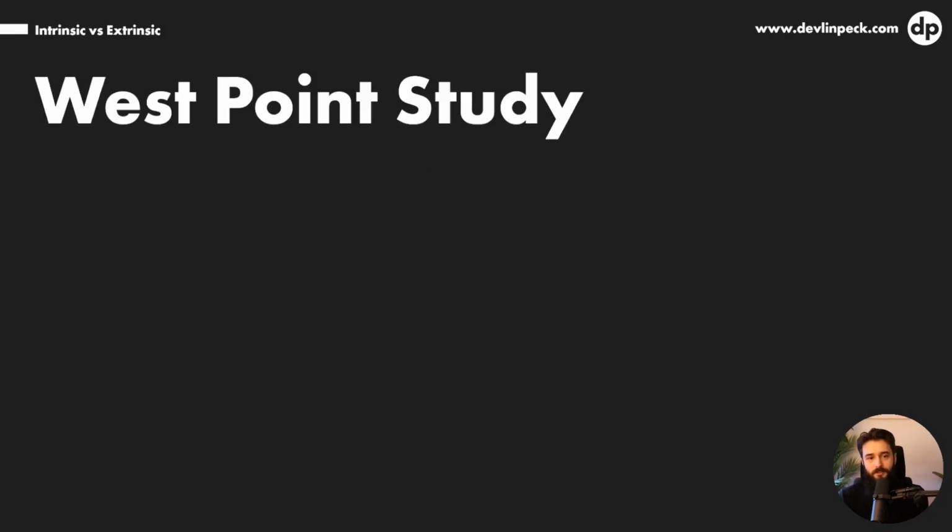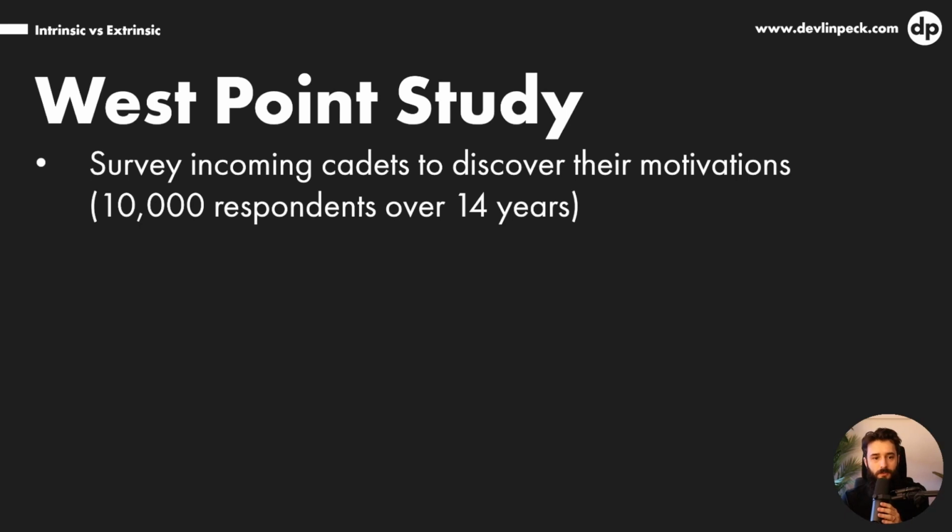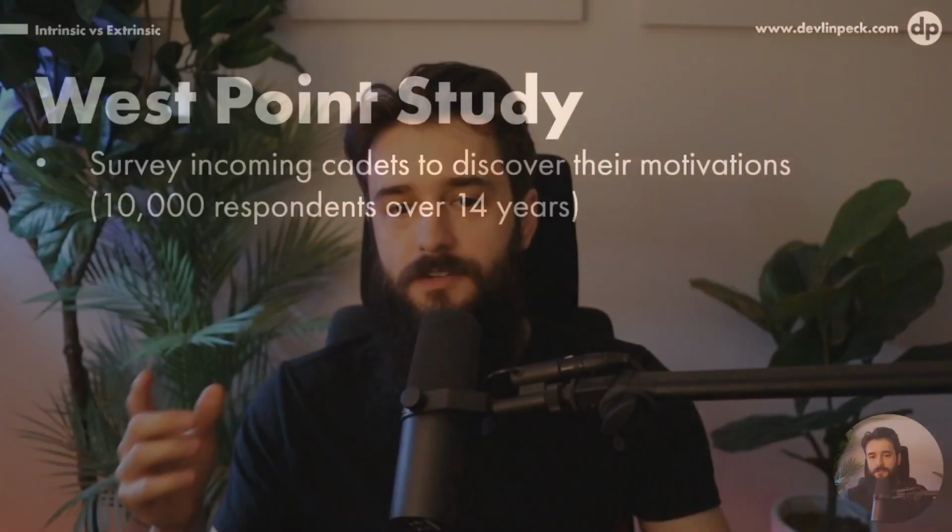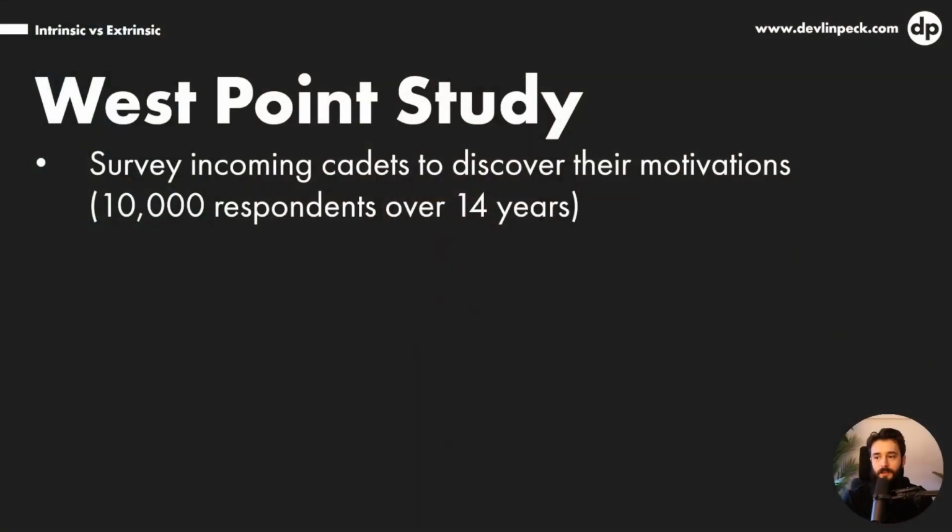All right, so this is an interesting study too. It's about West Point. It followed people at West Point from when they first joined to when they graduated. This is the Army prep school to prep people to become officers in the U.S. Army. They surveyed incoming cadets to discover their motivations, and this study included 10,000 of these respondents over 14 years. They ask, why are you interested? I think people rate each of these motivations, like, oh, my parents wanted me to go, or I want to be a great officer. There are all these different statements. Some of them are marked as intrinsic motivators and some are marked as extrinsic motivators. That's the main idea here.